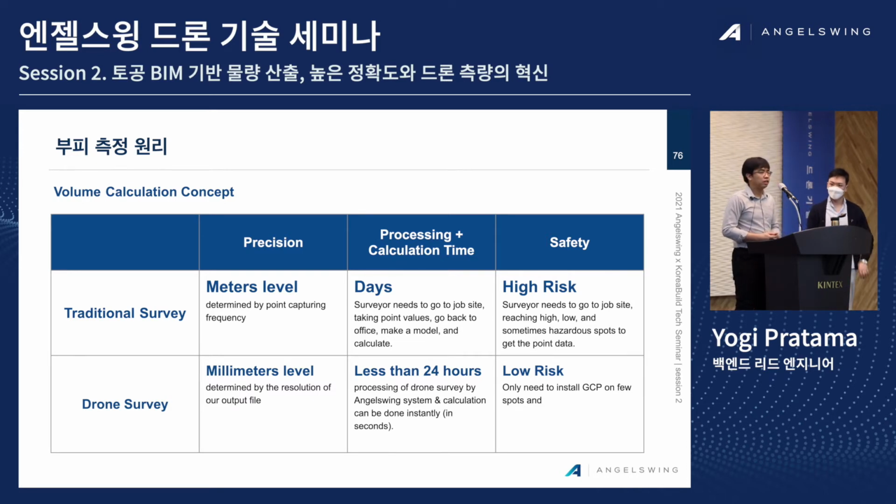Also regarding the safety, because when doing the traditional volume calculation, the surveyor needs to go to the highest point, lowest point, and sometimes the area of the job site is hazardous, and sometimes the operation needs to be halted to do the survey. But with Angelswing drone data survey, although you still have to go to the job sites, the frequency that you have to be there and to fly the drone and send the GCP is lower compared to the traditional survey.